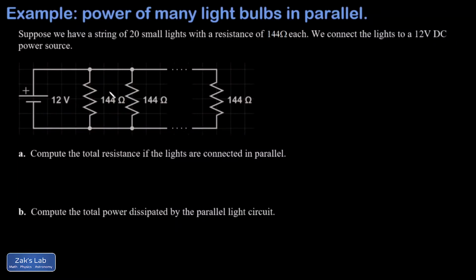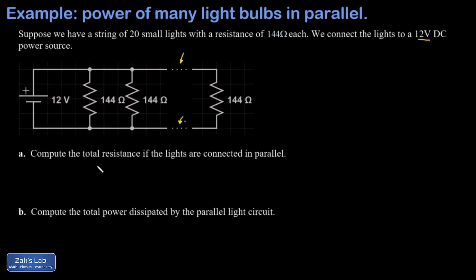In this problem, we're told that we have a string of 20 small lights, each of which has a resistance of 144 ohms, and we're connecting this to a 12-volt DC power source. So here's a picture of it. It's not practical to show all 20 of them, so we just put dots. And you can imagine there's 20 of these things wired in parallel.